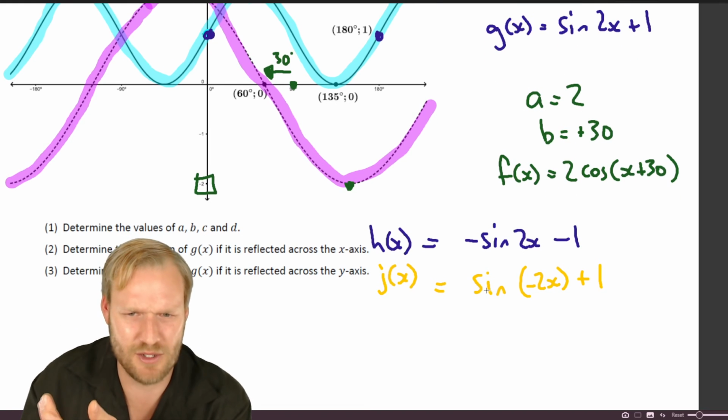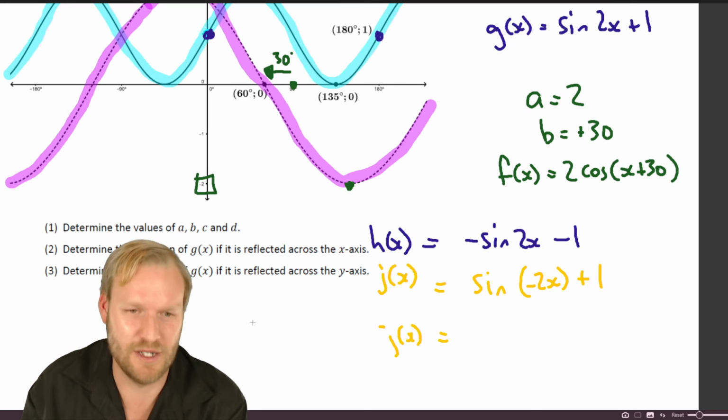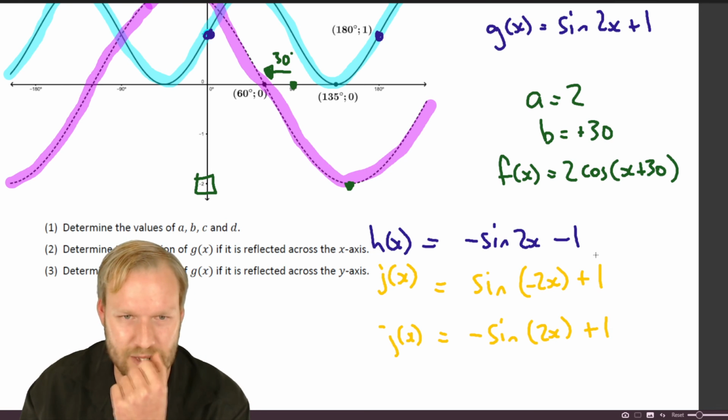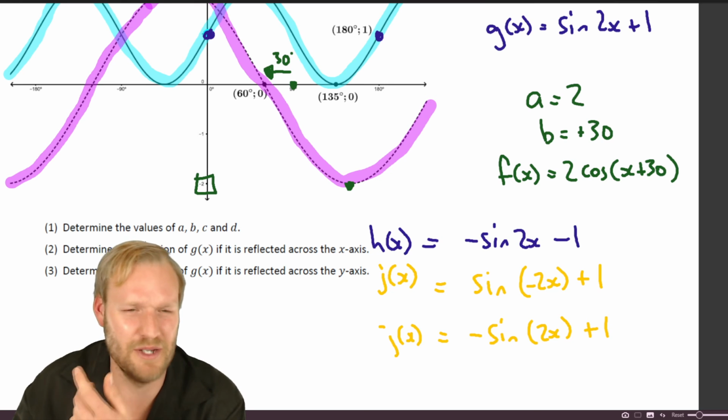And then we could say, well, what's sine of negative? Well, in this case, we know from our CAST diagram or from our reductions that sine of a negative angle is negative sine of that angle, and the plus 1 is still plus 1. So that'll be one way of doing it, and probably a recommended way to do that.